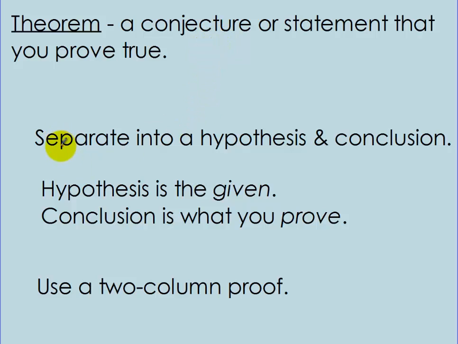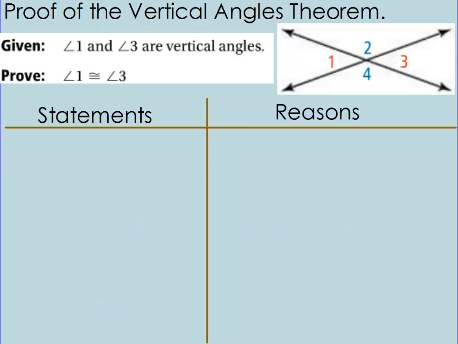So the way you want to prove a theorem is you can separate a hypothesis and a conclusion. The hypothesis is your given, and then the conclusion is what you actually prove. So given this, prove this. And we're going to use a two-column proof to prove a theorem. So let's look at the first theorem.